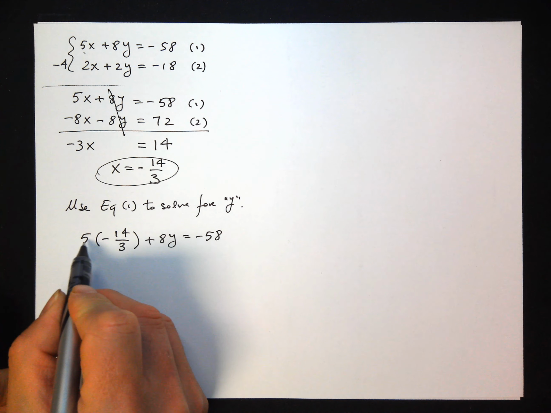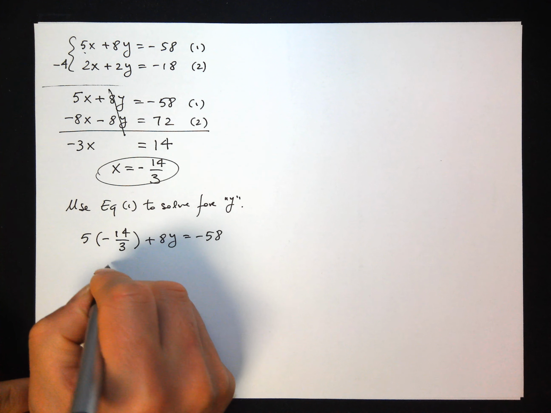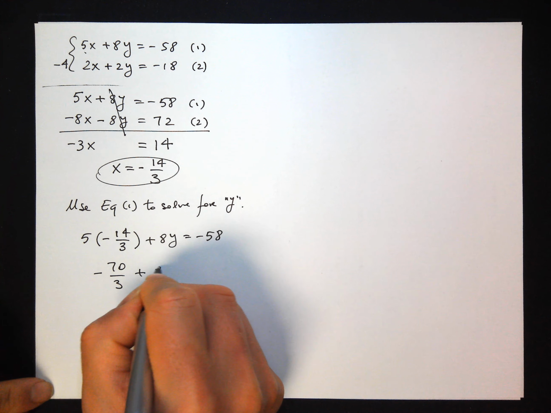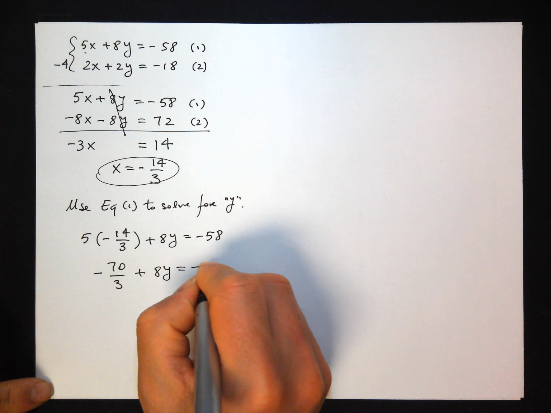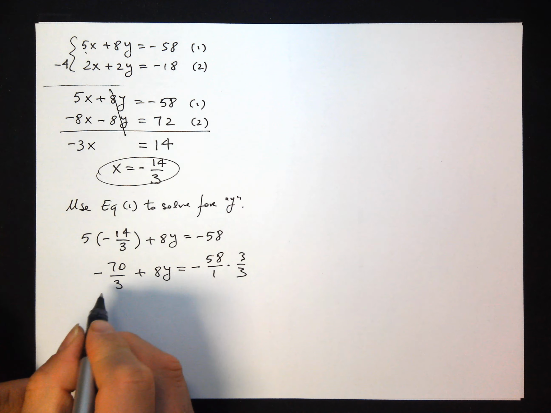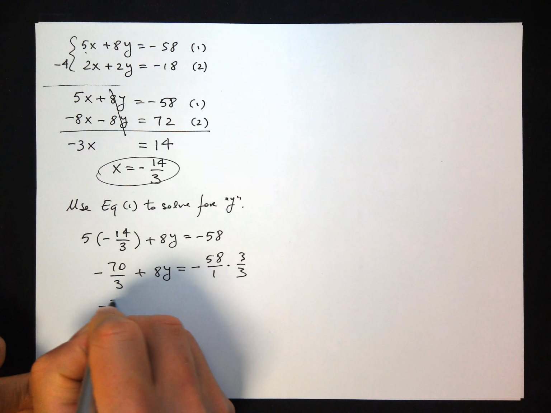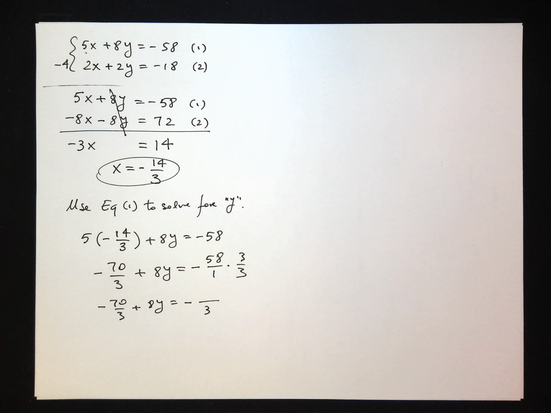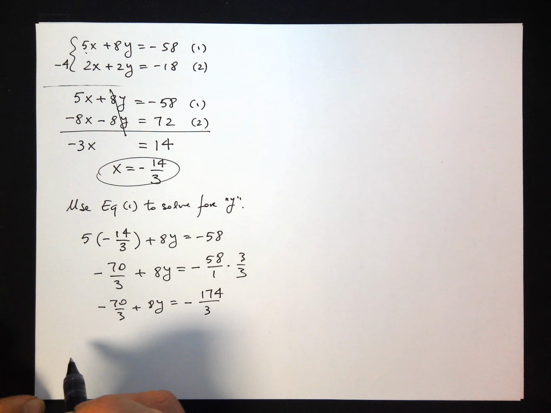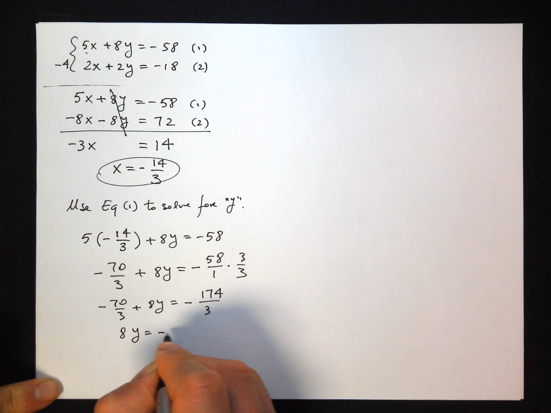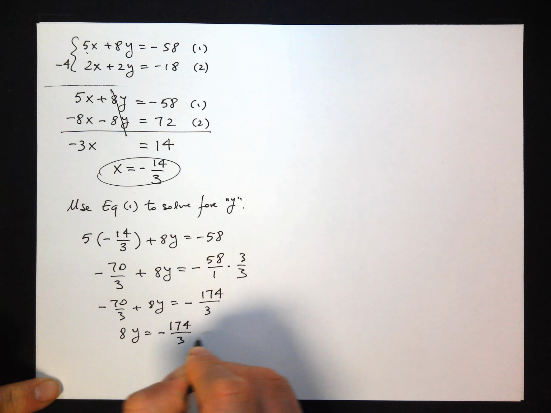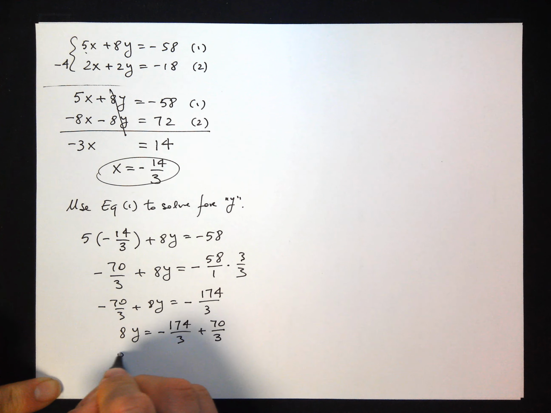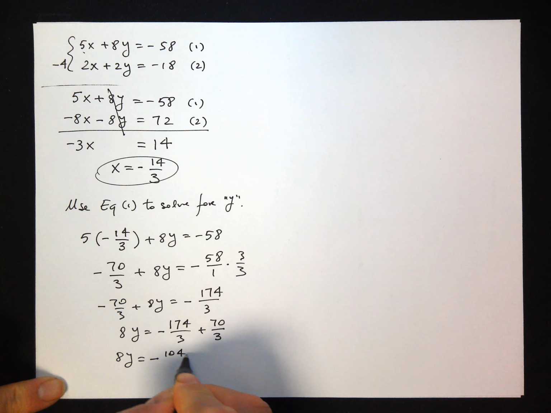Okay, so 5 times 14 is going to give me 70, so it's going to be negative 70 over 3, and then plus 8y equals negative 58 over 1 times 3 over 3, so that I can make this the same denominator. So negative 70 over 3 plus 8y equals negative, obviously 3 in the bottom, so 3 times 50 is 150, plus 24 is 174. So if we add 70 over 3 on both sides, you get 8y equals negative 174 over 3 plus 70 over 3. So 8y equals negative 104 over 3.